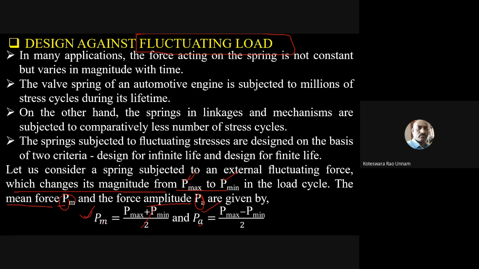So once I have P mean and P amplitude, then I have a resultant shear stress equation. That's what we discussed in the design of the helical spring. So we'll use those equations to determine the mean shear stress and the amplitude shear stress. Then I can apply the Soderberg equation or Goodman's equation to determine the factor of safety in the design.